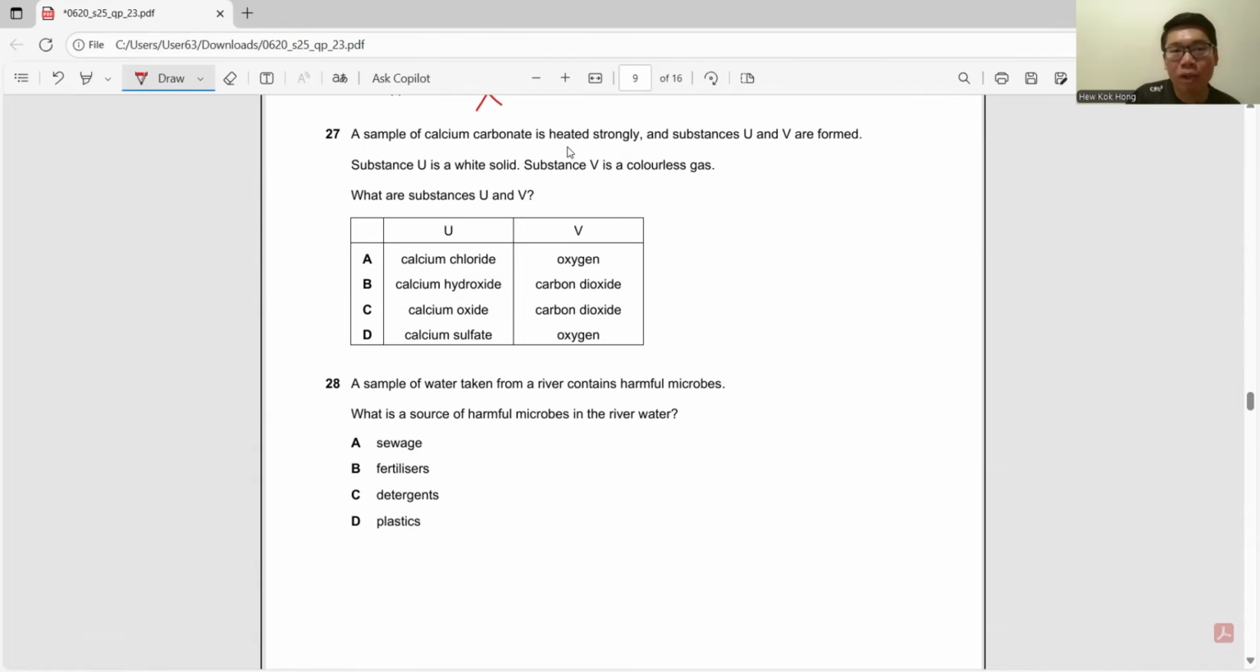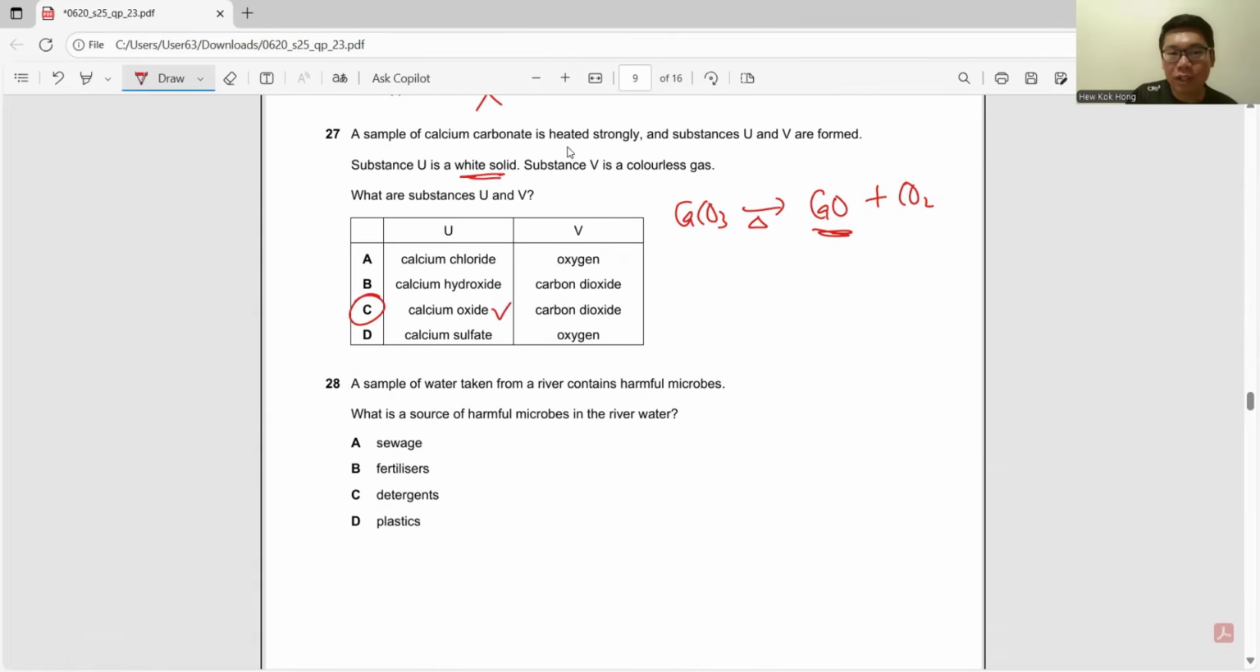27. A sample of calcium carbonate is heated strongly. Substances U and V are formed. U is a white solid. V is a colorless gas. We need to know thermal decomposition. Calcium carbonate will form calcium oxide and carbon dioxide. We learn this under extraction of iron. Calcium oxide can be added to silicon oxide to form slag. It will form the white solid calcium oxide and carbon dioxide as the colorless gas.